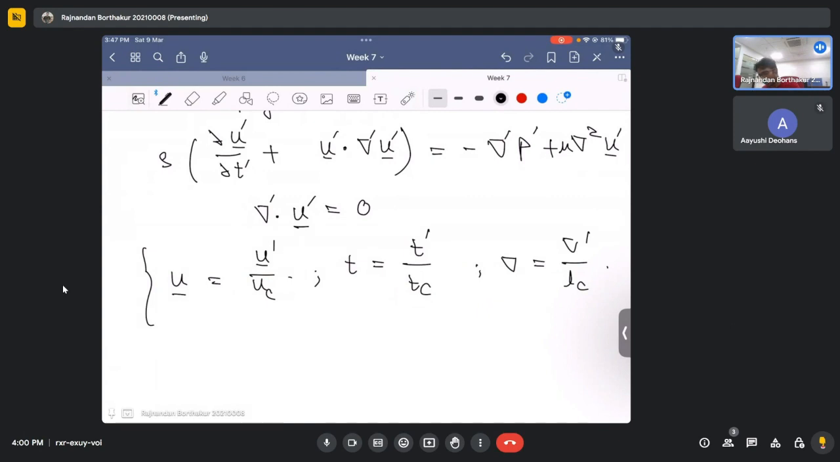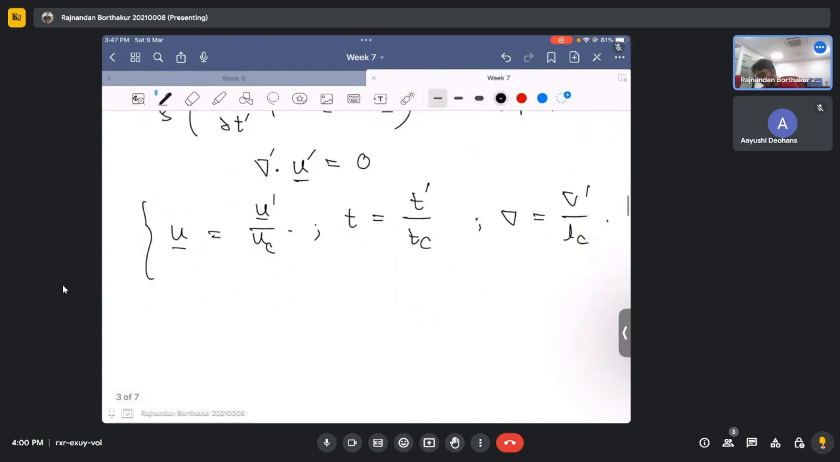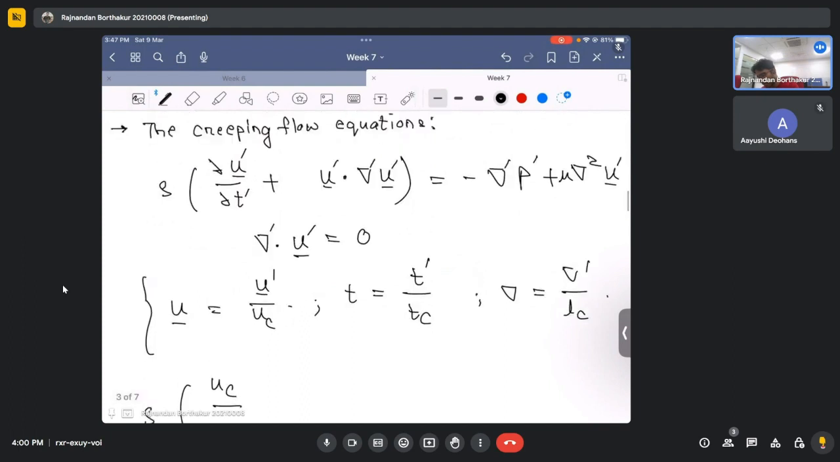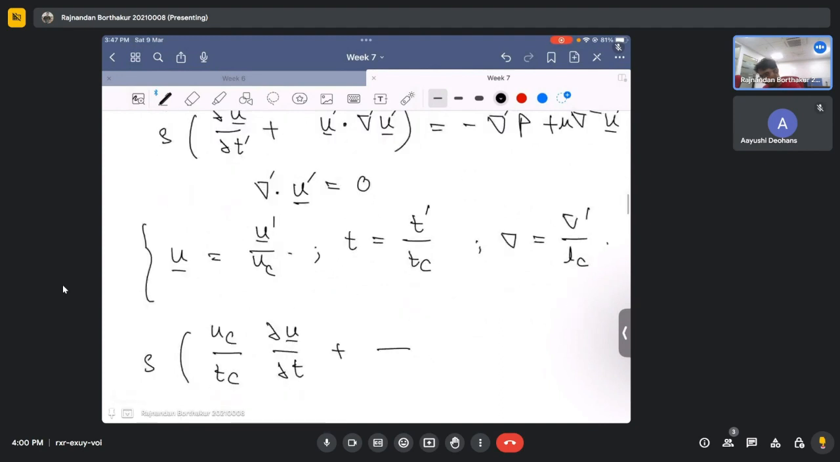If we use this in the NS and the continuity equation, we'll get, I think we have done this many times, rho times UC by TC into del U by del T, and this is a vector, of course, plus this term would be UC squared by LC into U dot grad U.